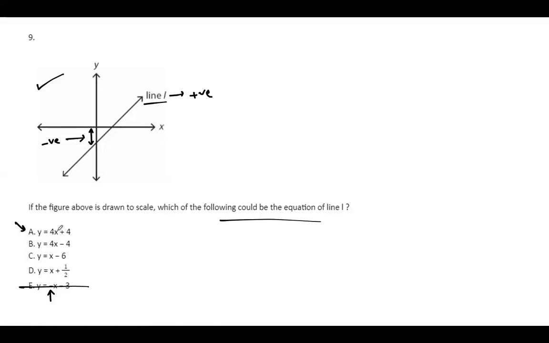What is the y-intercept here? Positive or negative? For y-intercept, you need to make x as 0, right? Correct. So y will come as 4, which is positive, so that we can cancel. Similarly, here when you take x as 0, the y-intercept is again positive. So that is also cancelled. You're left with options B and C.